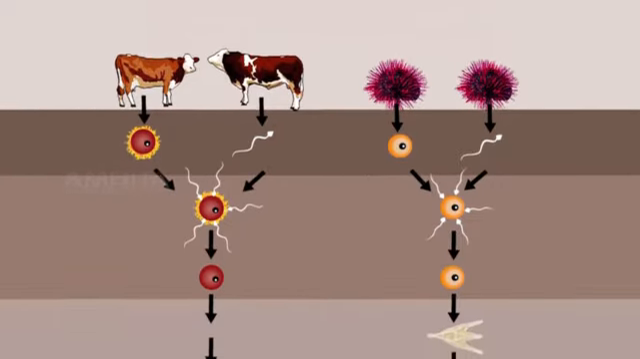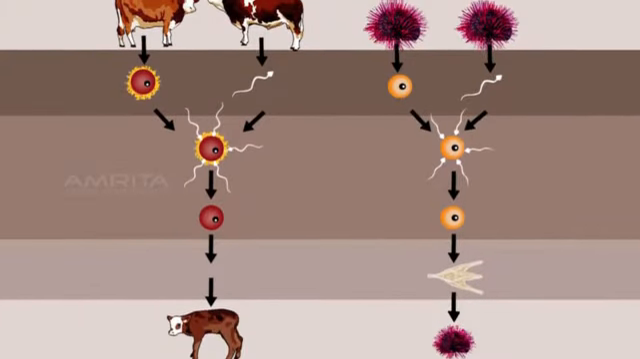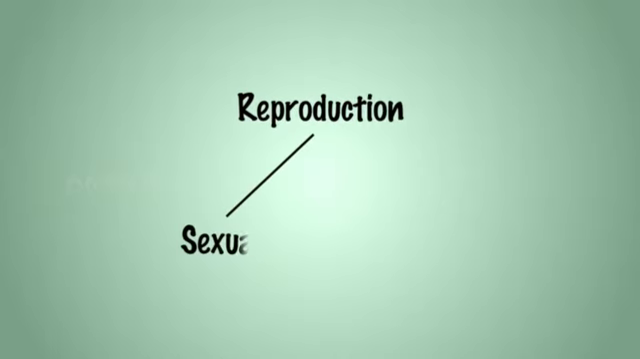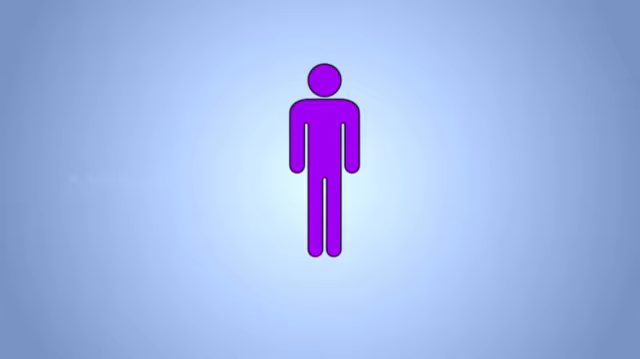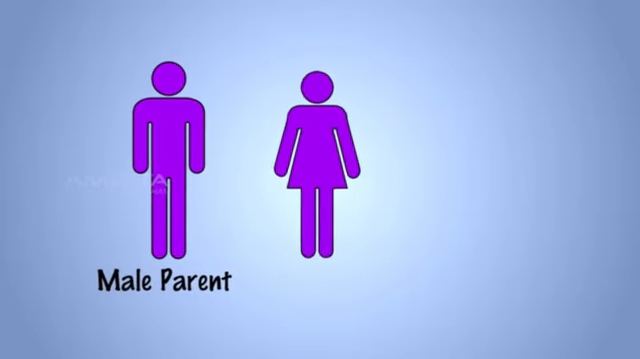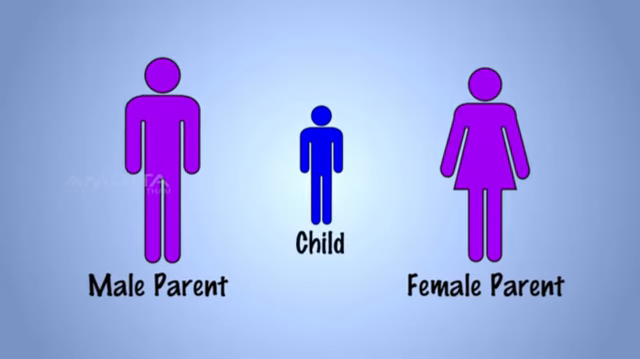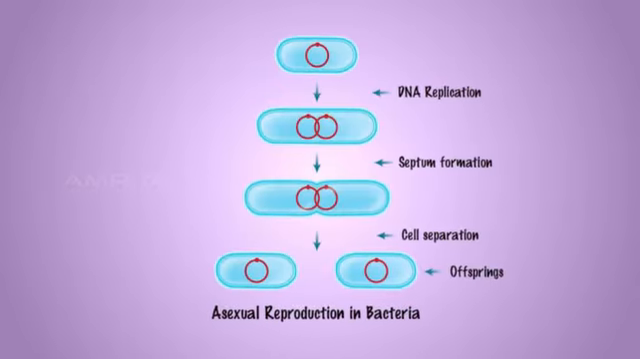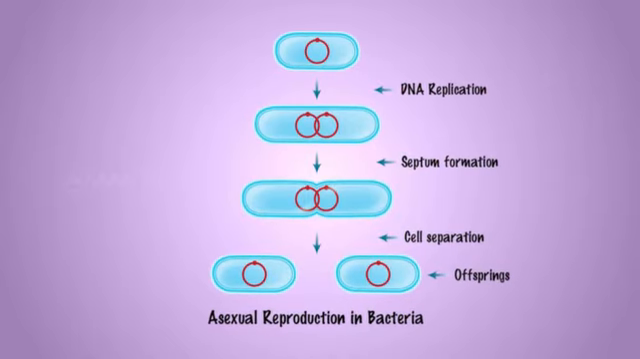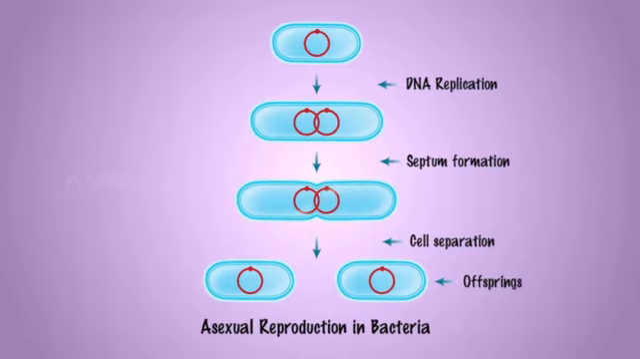Reproduction is the biological process by which organisms produce new offspring. There are two methods of reproduction: sexual and asexual reproduction. Sexual reproduction is the mode of reproduction in which the offspring arises from two parents from the opposite sexes. Asexual reproduction, on the other hand, is a reproduction in which the offspring arises from a single parent.